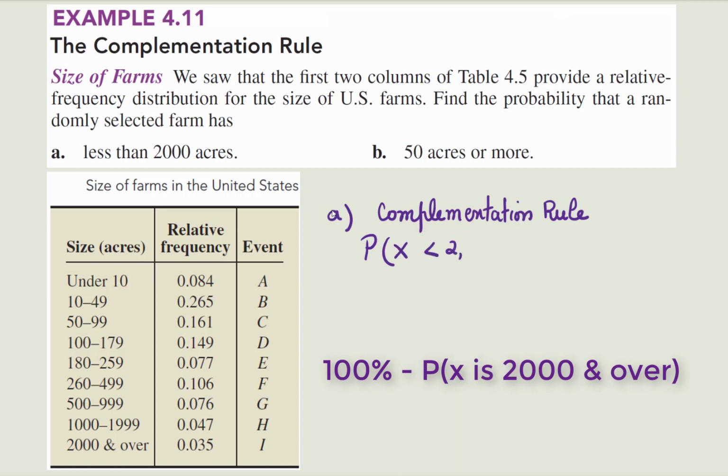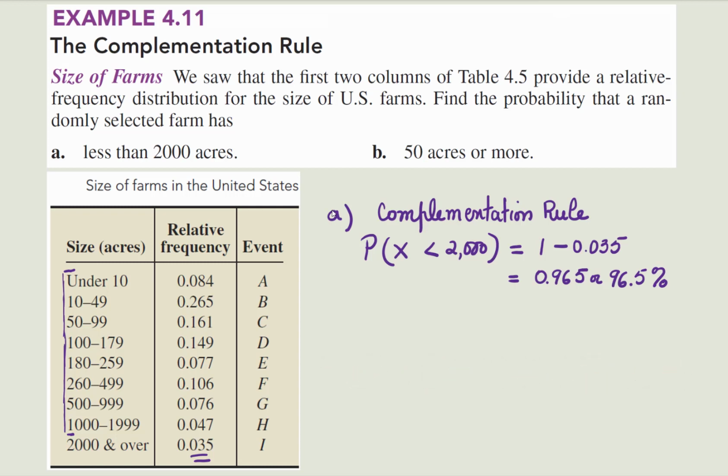for the complementation rule, we need P of X under 2000, less than 2000. Now, P of X strictly less than 2000 will be equal to 1 minus P of X 2000 and over. And that probability is 0.035. So technically speaking, we just have to subtract 0.035 from 1 and get 96.5%.